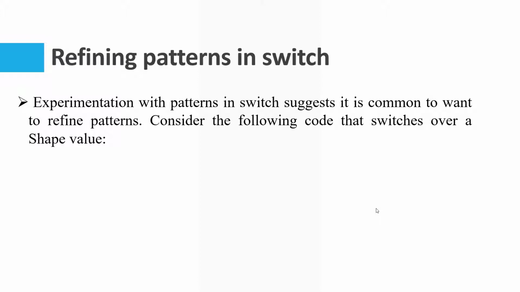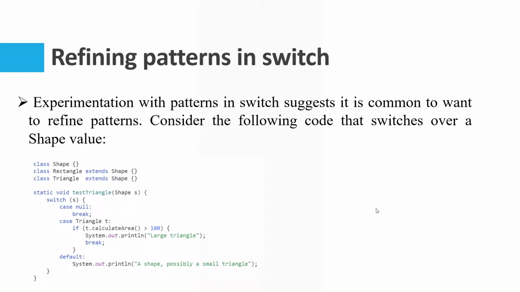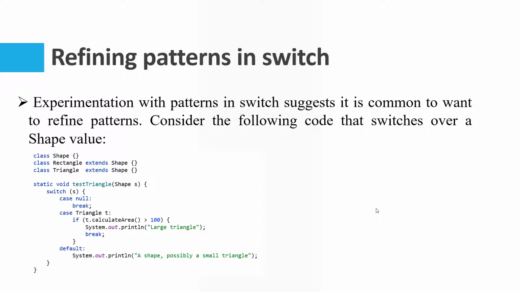Experimentation with patterns in switch suggests it is common to want to refine patterns. Consider the following code that switches over a shape value. The intent of this code is to have a special case for large triangles with area over 100 and a default case for everything else, including a small triangle.